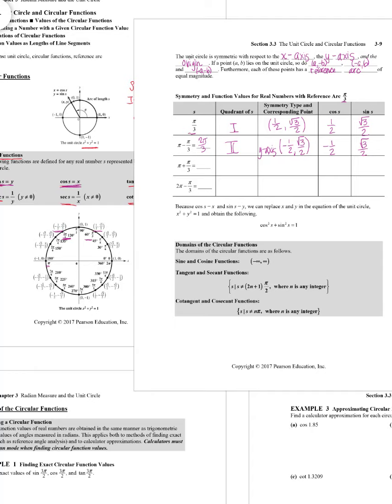We go to pi plus pi/3. So we start off at pi on the unit circle, we're adding another pi/3, we end up at 4 pi/3. This is in the third quadrant. The corresponding point is (-1/2, -√3/2). And then the symmetry type, well, comparing that with the original point, do you see how it's symmetric across the origin? So that's the symmetry.